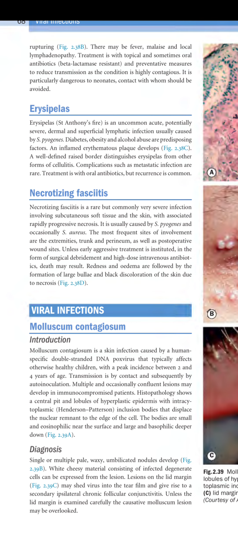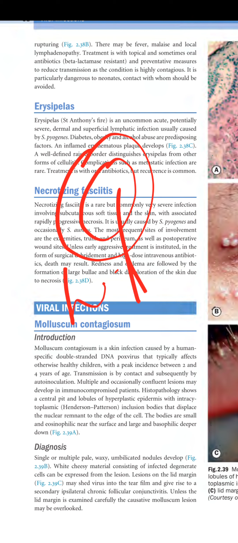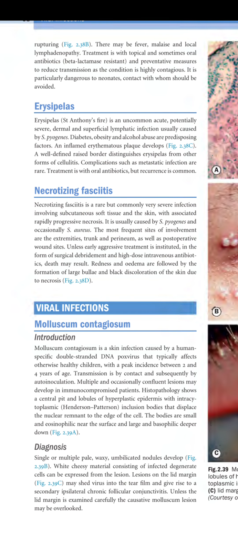So there is an inclusion body which is known as the Henderson-Patterson body that displaces the nuclei to the side of the wall, and the bodies are small and eosinophilic near the surface and large and basophilic deeper down.